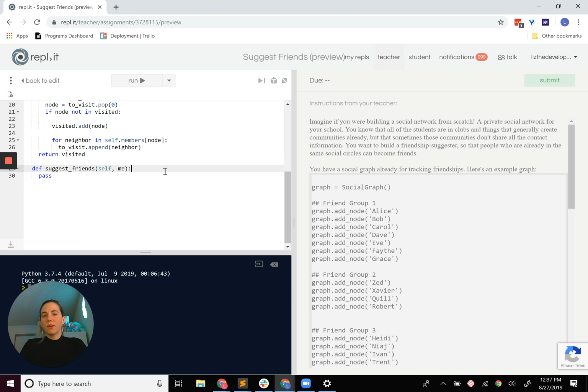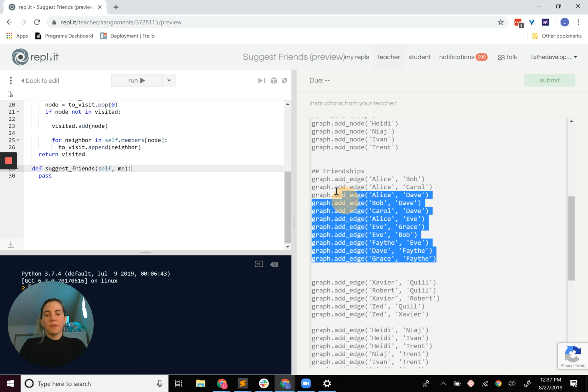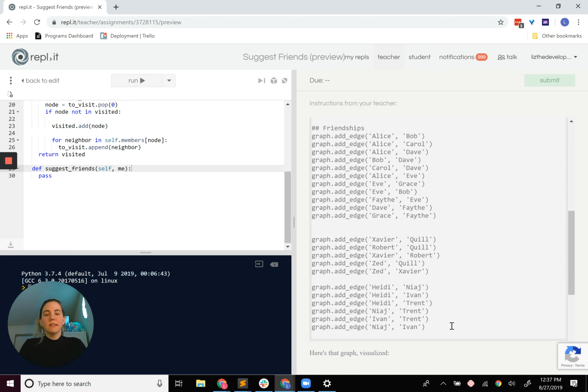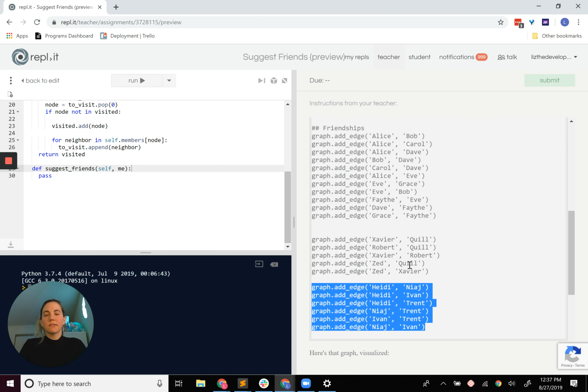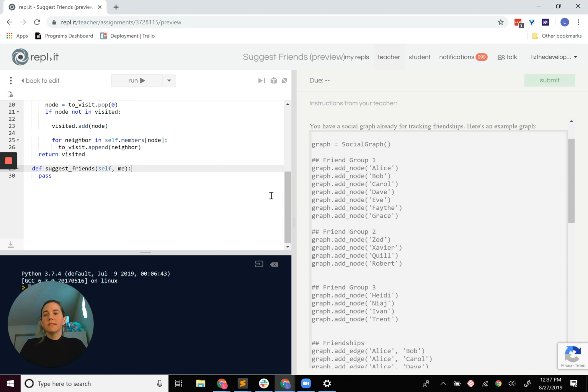We are building a friendship suggester. So when you look at all the different friendships, and I've separated them here by their sort of groupings, you can see that you actually have three distinct subgraphs within this graph. And a graph is a really ideal structure for showing relationships between people because they're most often a graph. So let's look at a visualization of this.